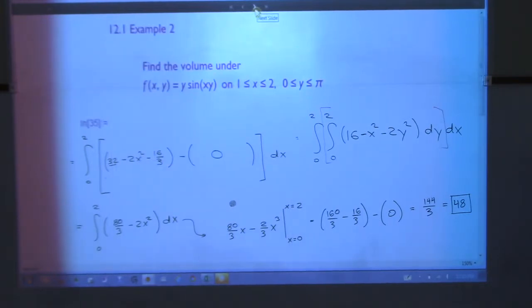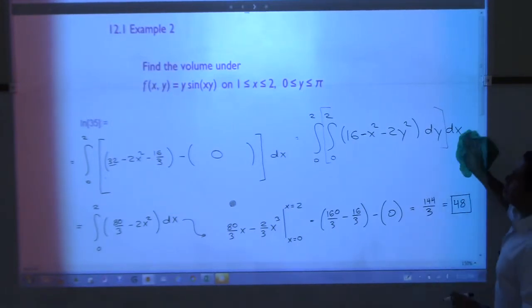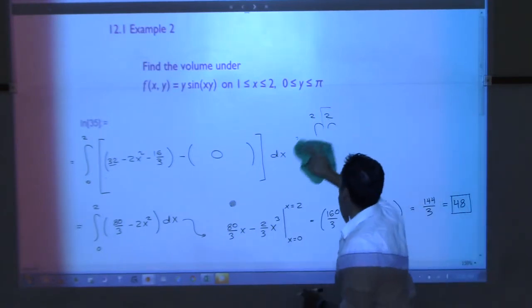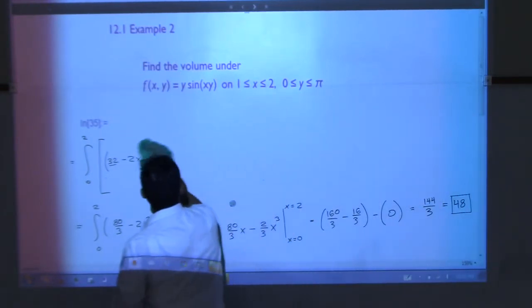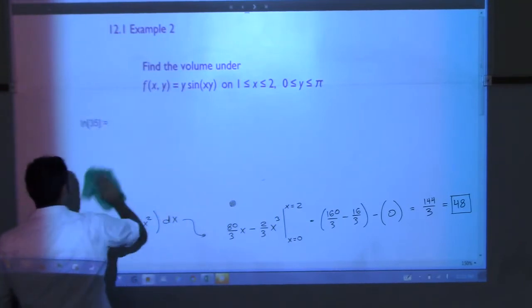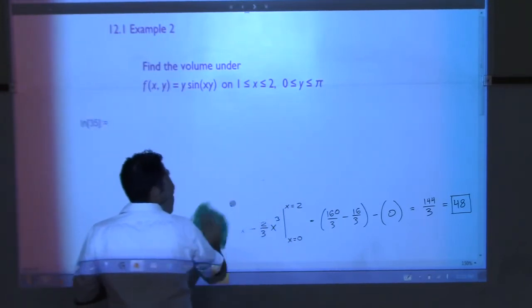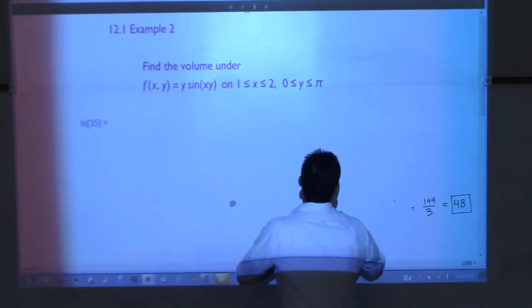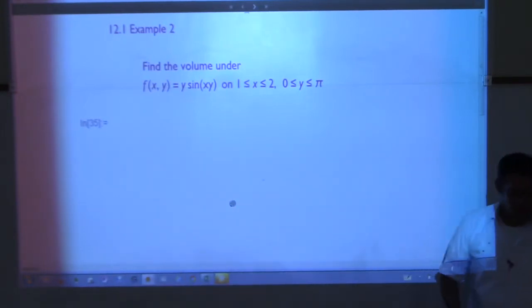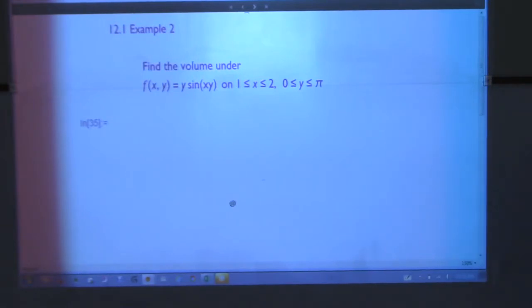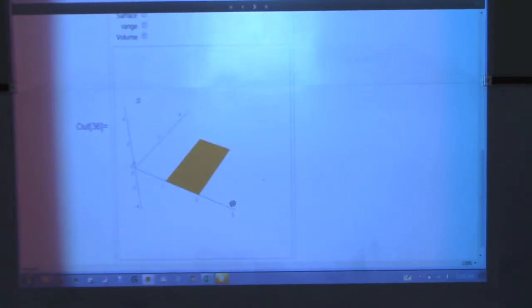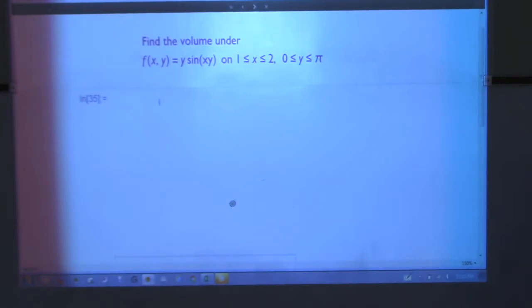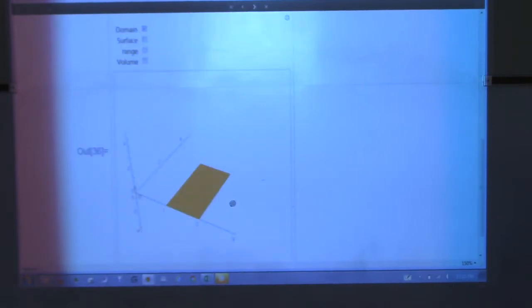Hold on. Yeah, all right, this one's more interesting. Find the volume under this really cool function, y sine of x times y, on x is between 1 and 2, and y is between 0 and pi. Let's look at this one first. X is between 1 and 2, y is between 0 and pi. So I've drawn the domain here on the ground. There it is. Okay? Very nice, very nice.